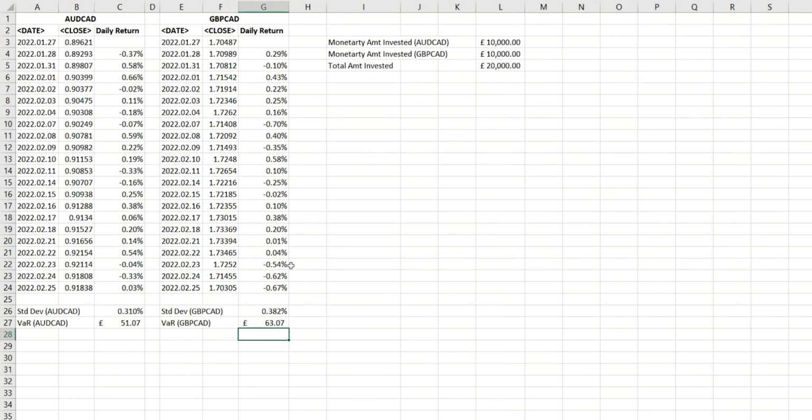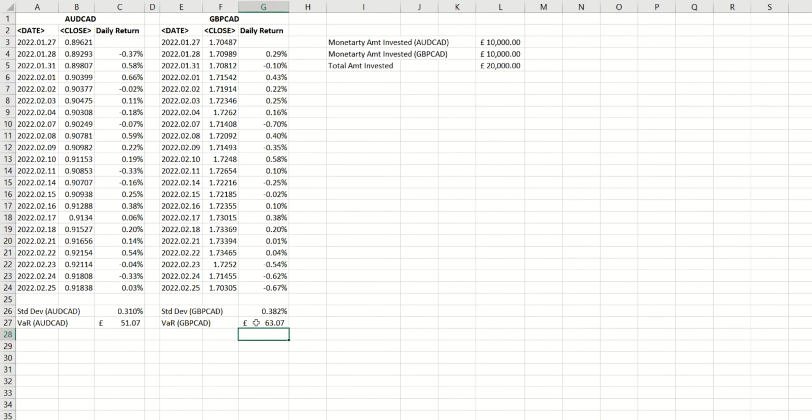And so by using that Z-score of 1.65, that gives us a 5% left-hand tail of risk. So this means that by holding this monetary value in this particular position, then 1 in 20 days, or 5% of the days, we can expect a loss of £63 or more.